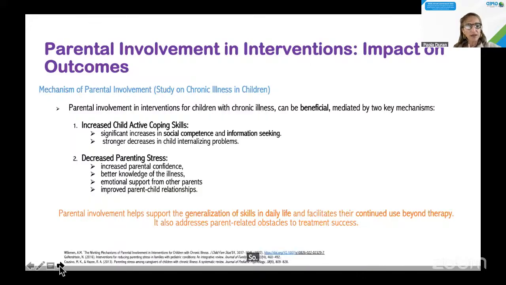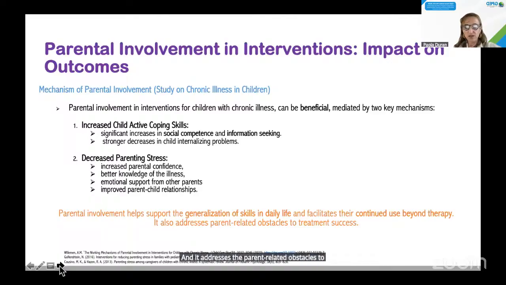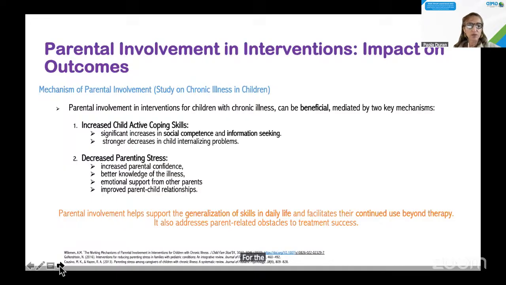So this parental involvement helps support the generalization of skills in daily life, and it also facilitates their continued use beyond therapy. And it addresses the parent-related obstacles to treatment success. It has been shown to be key for adherence to the treatment and also for a better quality of life and feeling supported.